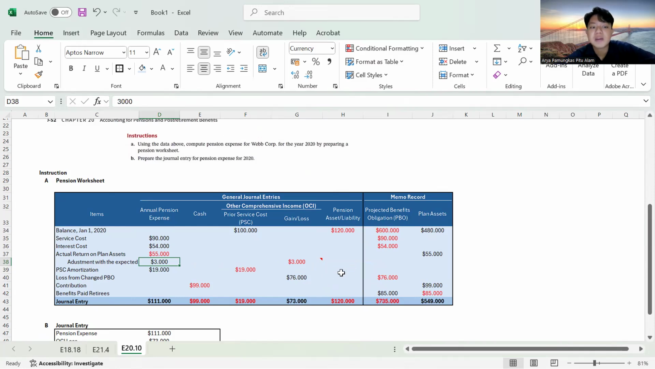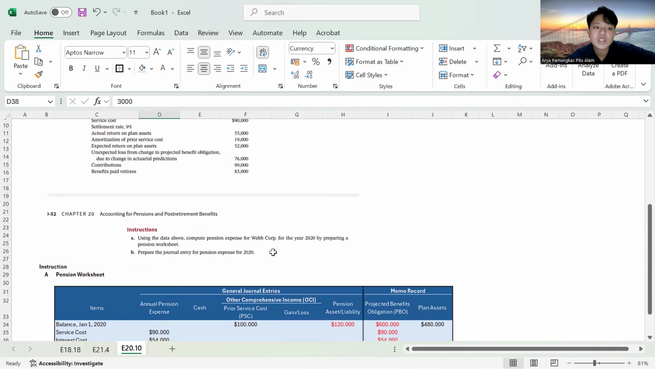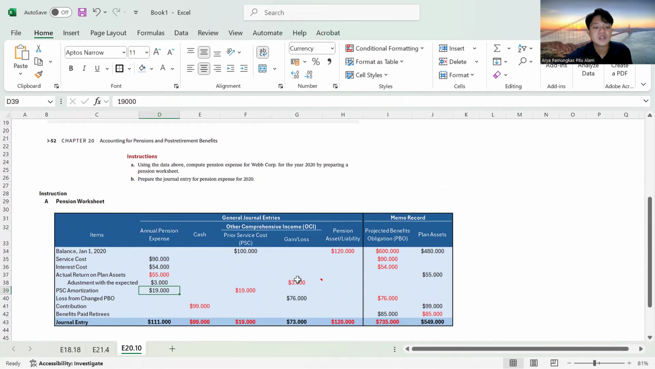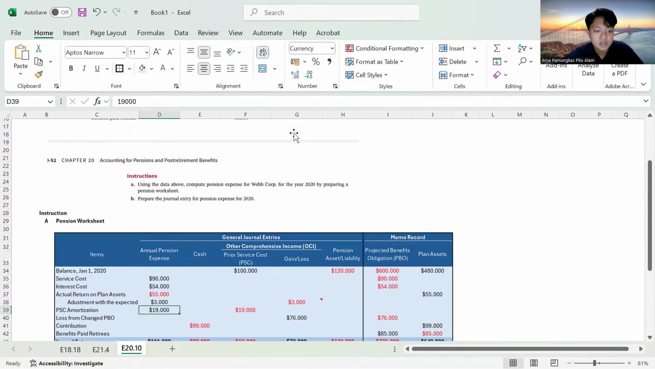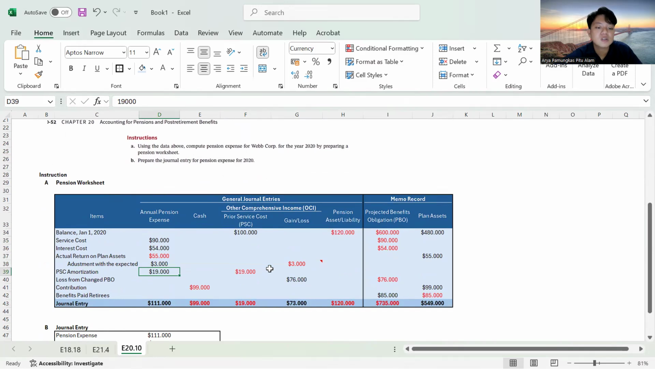Why is it going to be minus? Since it's going to be a loss. And then the PSC amortization on the annual pension expense would be $9,000, taken from the amortization of prior service costs. And on the prior service cost, because it's amortization, of course, it's going to be subtracting the PSC itself, so it's going to be minus $9,000.